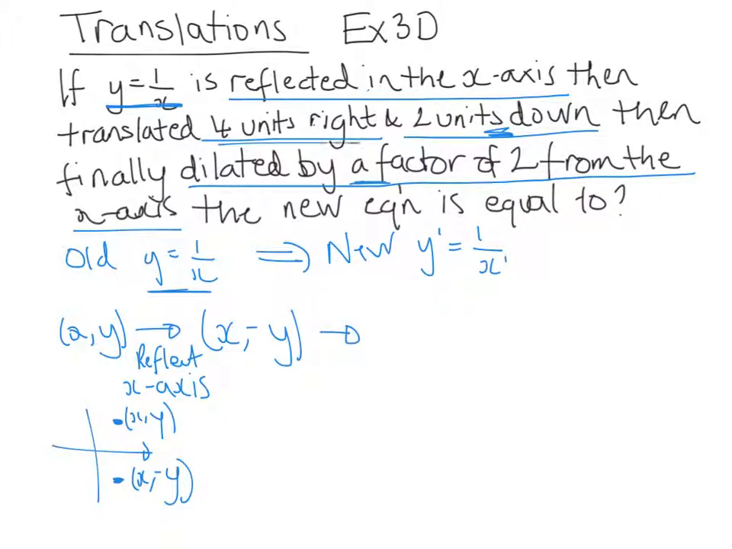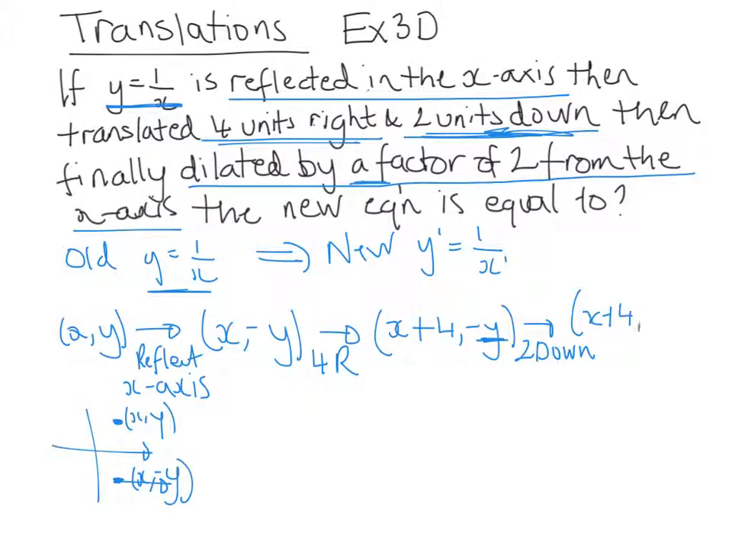Now the second thing we do is translate right 4 units. That will mean that our point is being moved across to the right here, so the x values go up by 4. The next thing that happens is we need to move it 2 units down. That will mean the y value has 2 subtracted from it. So 2 down. So it'll be (x plus 4, minus y minus 2).